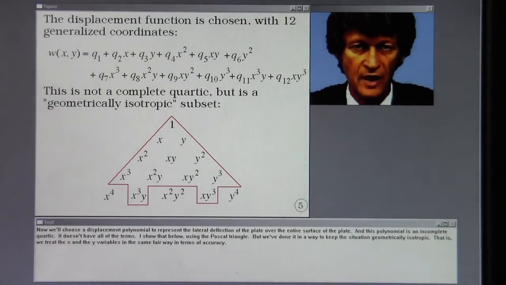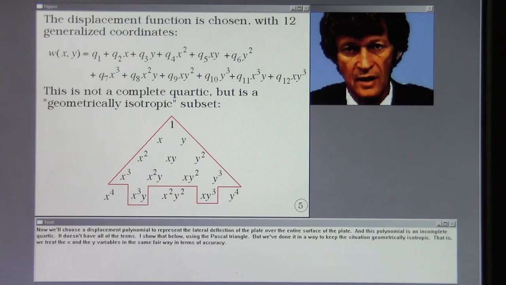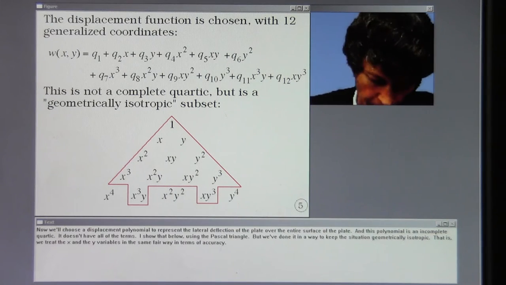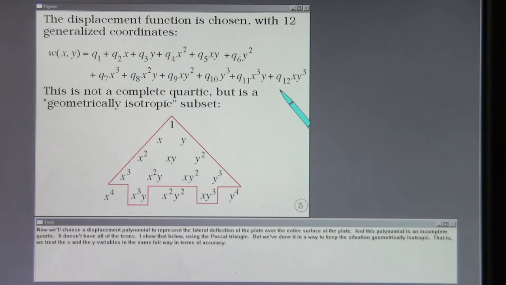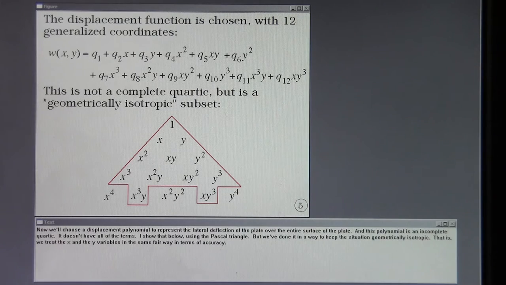Now we'll choose a displacement polynomial to represent the lateral deflection of the plate over the entire surface of the plate. And this polynomial is an incomplete quartic. It doesn't have all of the terms. I show that below using the Pascal triangle. But we've done it in a way to keep the situation geometrically isotropic. That is, we treat the x and the y variables in the same fair way in terms of accuracy.